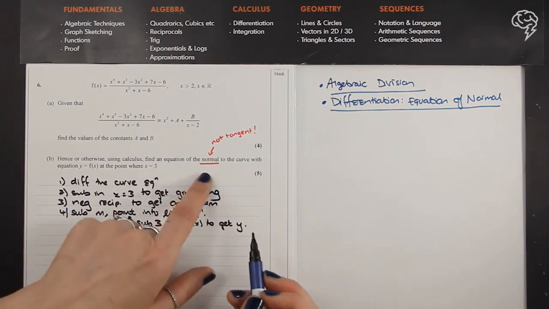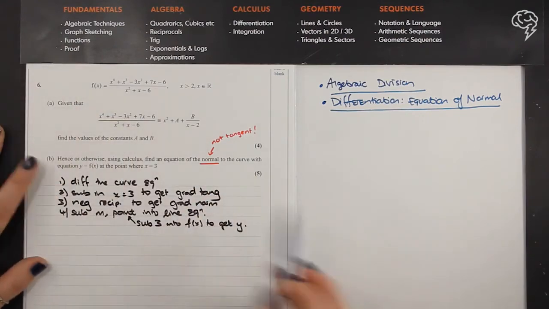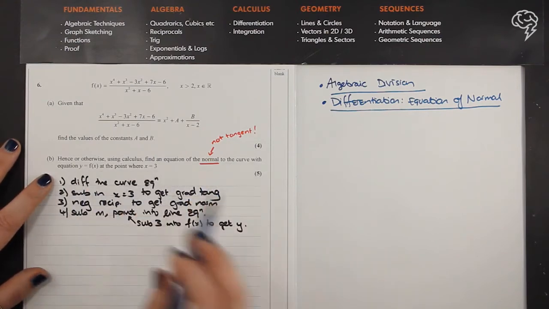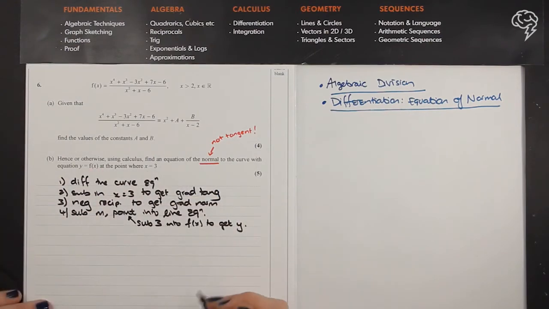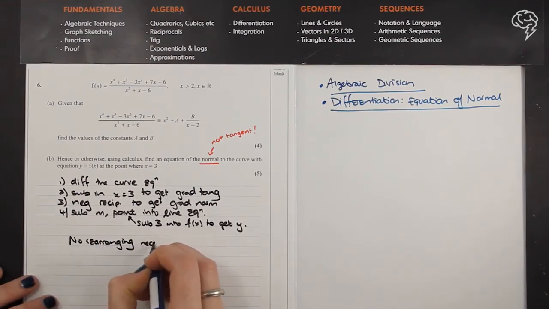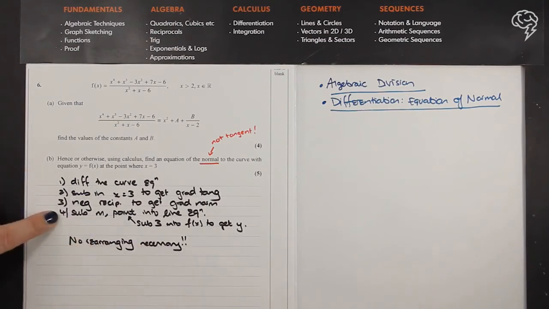And notice they haven't actually said to give your answer in the form blah, blah, blah. Find the equation of the normal to the curve at the point. So we don't have to do any rearranging here, which is good. We can literally just stop at this point.